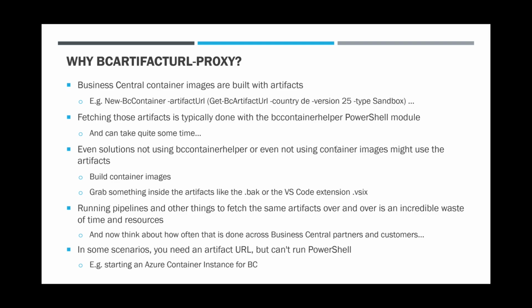But every time that you need a container or a container image, you also need the artifacts. And as you can see here in the second line, to get an artifact, you can use the Get-BCArtifactUrl PowerShell cmdlet. And that needs parameters like the country, the version, the type, etc.